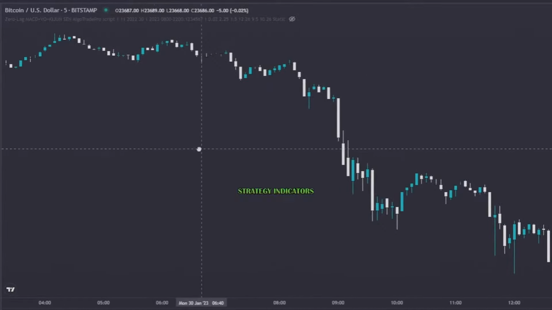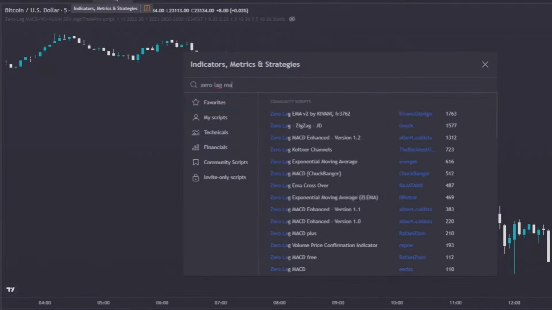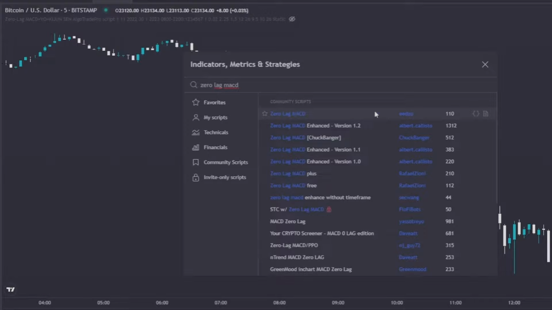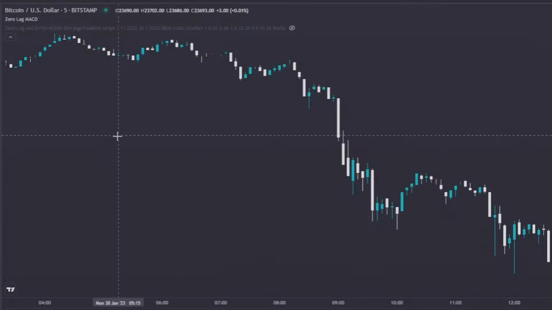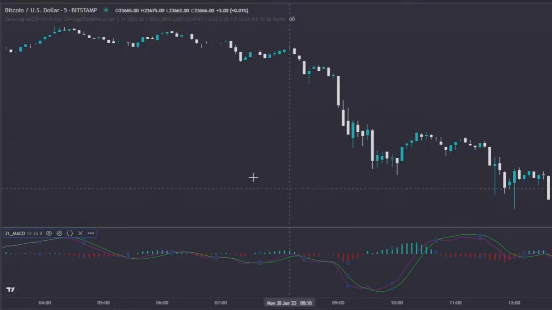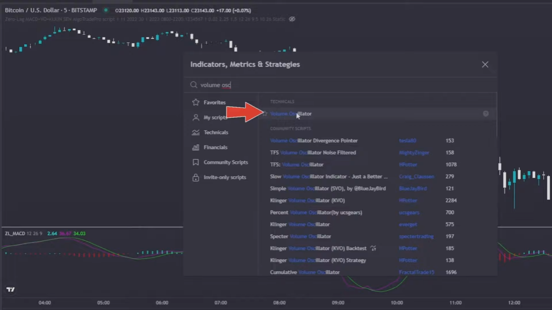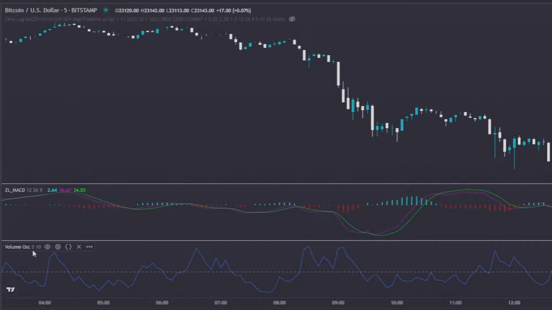Let's now add the indicators of this strategy. The first one is the MACD, but not the normal one. It is the zero lag MACD, this one here. The settings that I will use are the default ones, which are 12, 26 and 9. Then we need to add the volume oscillator indicator, also with the default settings of 5 and 10.